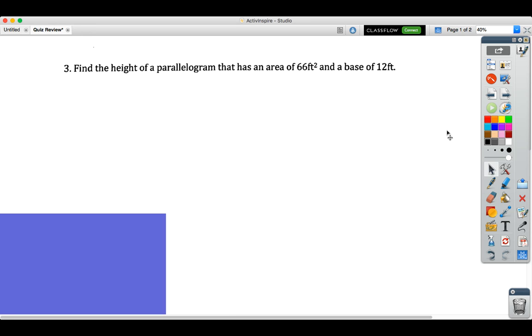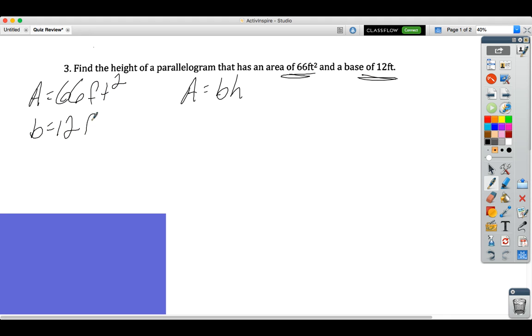Okay, for this problem, it says find the height of a parallelogram that has an area of 66 feet squared and a base of 12 feet. So for this one, we don't need to have any figure, but let's just identify what our formula is. So the area of a parallelogram is equal to base times height. They're telling us our area is 66, so I can say A is equal to 66 feet squared. And then they tell me that my base is 12, so B is then equal to 12 feet.